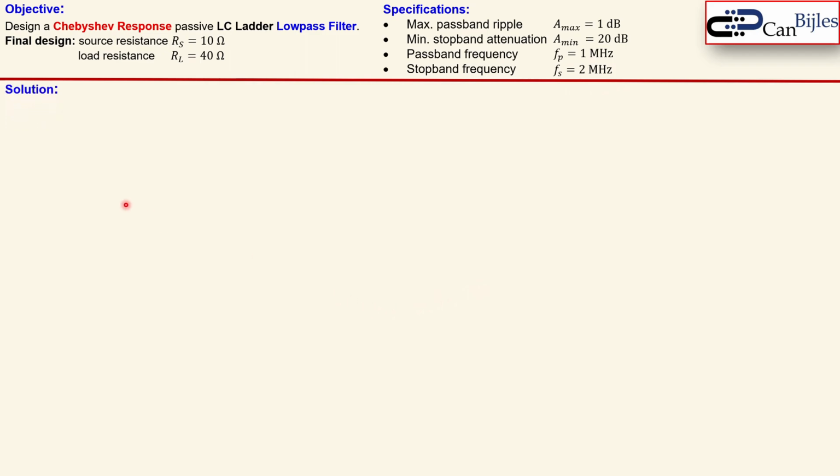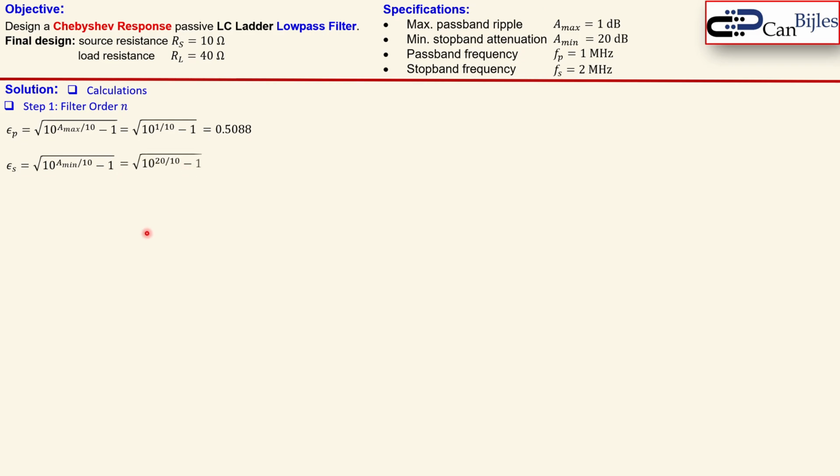Okay, let's see what we need to do for our calculations. First, we always start with the filter order N. Now we know that we need to convert the passband ripple and the stopband attenuation to a scalar value. In this case, we start with epsilon p to relate that to the Amax. Amax is 1, so we can calculate that using this formula. It will give us 0.5088. Epsilon s is related to the stopband attenuation using A minimum. A minimum is 20, so you can substitute that here. You get 9.9499.